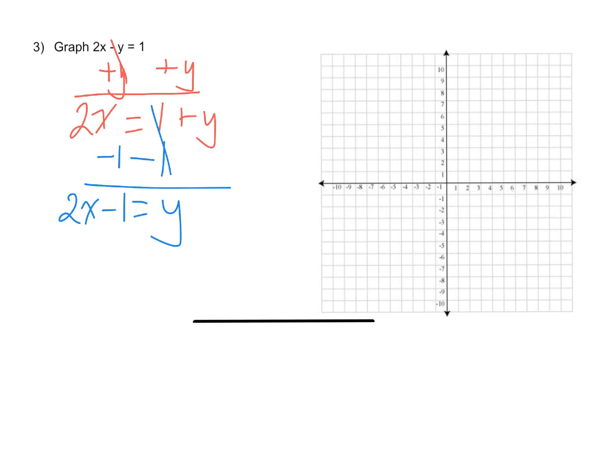So that's a good start. I'm just going to flip around so it looks like the way we expect it to be: y equals 2x minus 1, or y equals mx plus b. So that's good. I'm pretty happy about having it into slope intercept form.